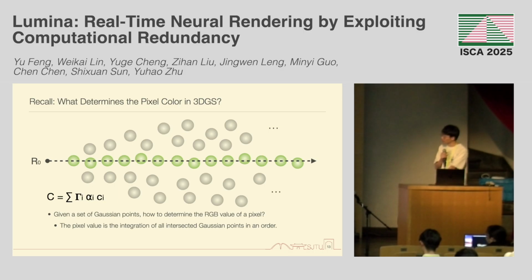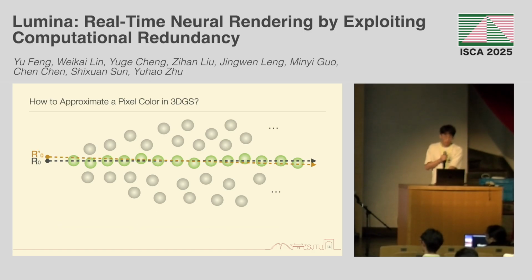So as the equation I show here, the pixel value is determined by the integration of intersected Gaussians from the nearest to the farthest. So in primary school, we know that any two distinct points in 3D space determine a line. If these two rays intersect the same set of Gaussians in the same order, we can think these two rays have the same direction. So we can safely approximate the RGB value of one ray using the other.